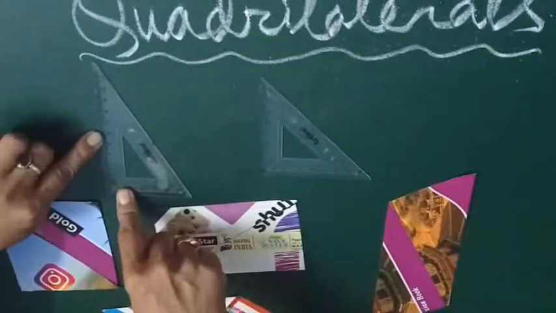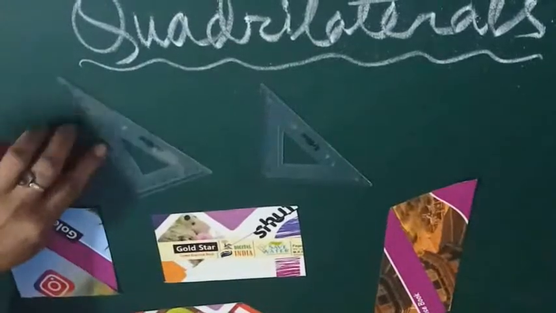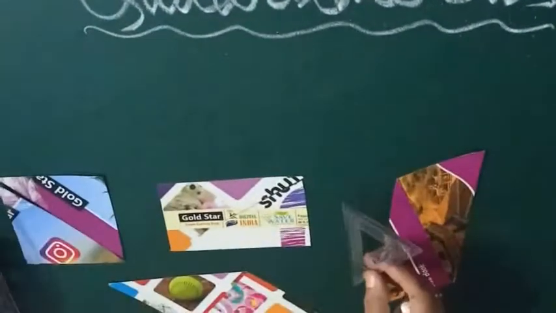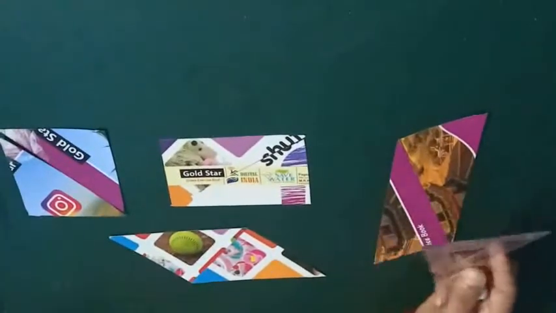It will be called a scalene right angle triangle. Now here I am going to apply these two to make different types of quadrilateral. Quadrilateral means what? Four-sided closed figure. You can see I have presented some of this.